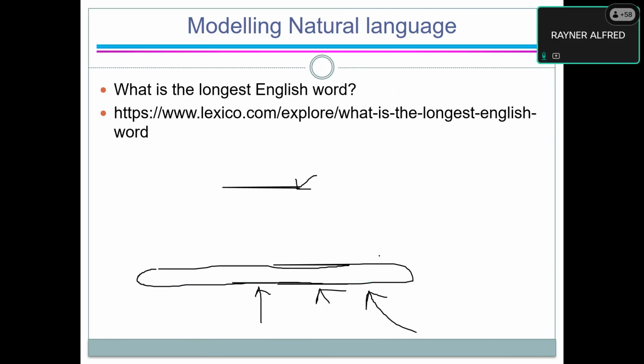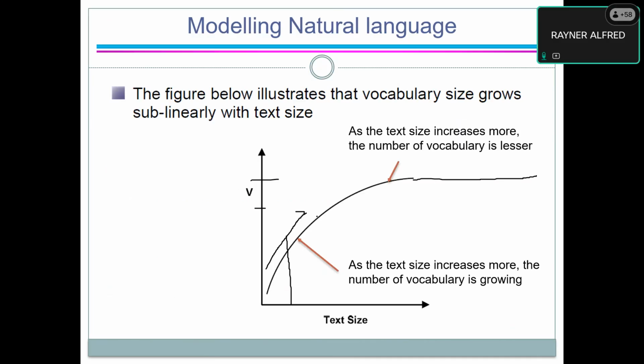So that means when we go back to the previous slide, when the text size increases, eventually we cannot generate more of the vocabulary. So we can limit the text size so that we can capture as much of the vocabulary as we have. This is to reduce the number of terms that we use in the text document, or to reduce the number of terms in our vocabulary.